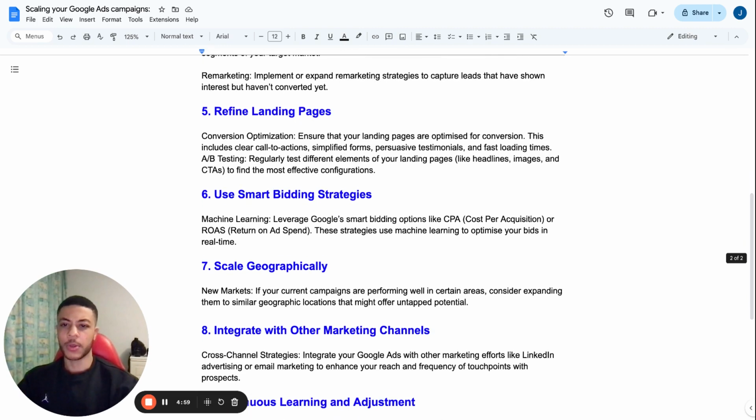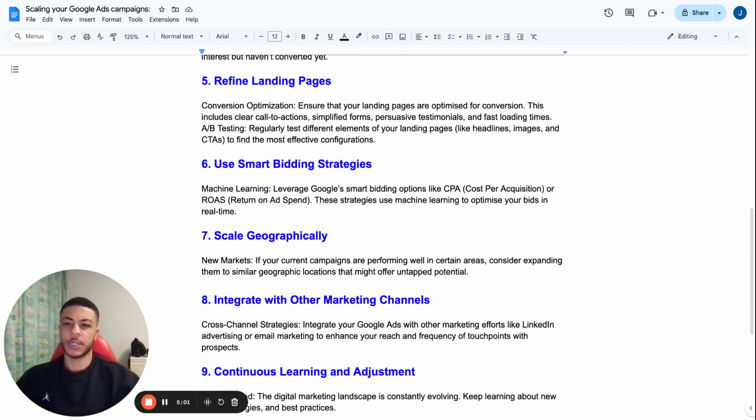So, next thing you want to do is use smart bidding strategies. You want to use machine learning. You want to leverage Google's smart bidding options like CPA or ROAS, which is return on ad spend. These strategies use machine learning to optimize your bids in real time. You can use something like a manual CPC, but I think Google's machine learning has come to the point where you can use smart bidding and it is pretty safe to use and it is recommended.